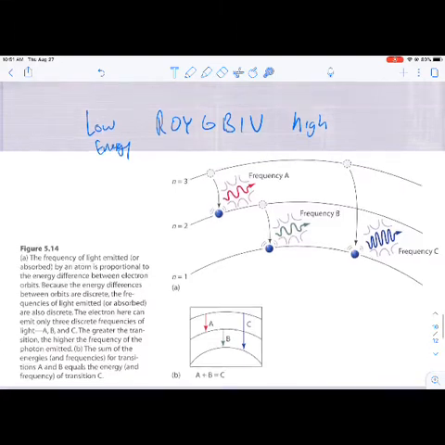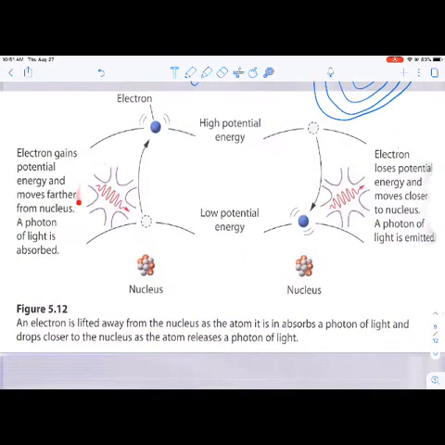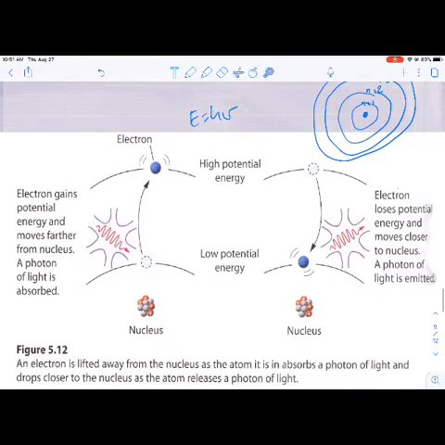Now, if I add too much energy, remember, if I add a little bit of energy, it goes up a little ways. If I add a little bit more, it goes up even more. Well, I can add too much, and the electron not only just goes up, but it takes off.